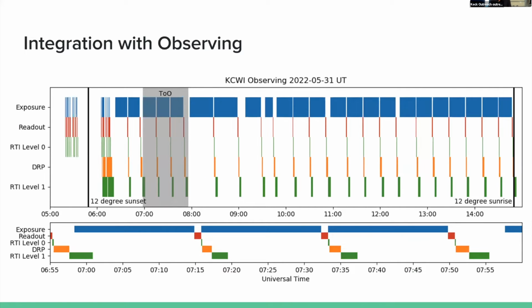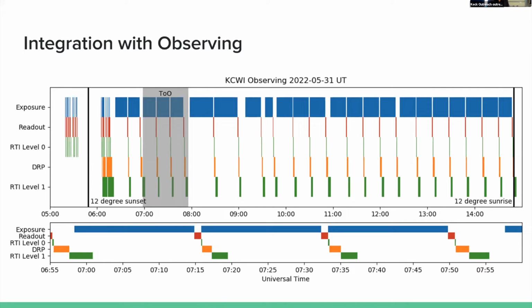I like this plot here. This shows a KCWI night back in May, and it shows the flow of these processes throughout the night. What you see here on the top are your science exposures with KCWI, followed by that thin red line as the readout time, followed by an even thinner green line. That is the time to archive the raw data product. And then the DRP immediately kicks in after that. The orange is the processing time for the DRP. And then once again, archiving of the quick look data set. And that repeats all night long now.